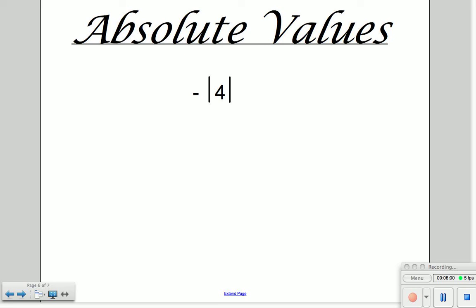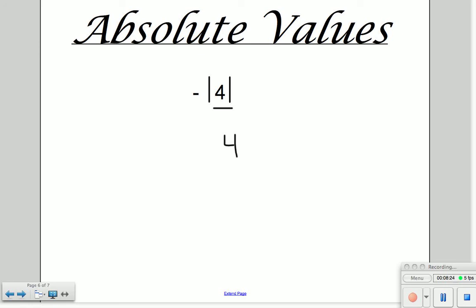Okay? So, can they look a little bit more complicated? Yeah. What happens when you get something like this? The negative absolute value of 4. Okay, well, again, kind of treat your absolute values as parentheses. What happens when you take the absolute value of 4? Just forget this negative sign out there for a second. What are you left with? How far away is 4 from 0? 4 is 4 away from 0.